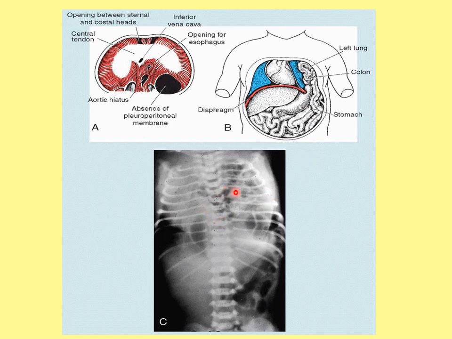Here it's showing you the chest x-ray, in which along with the lung tissue you can also see the gut present in the thoracic cavity. The presence of gut in the thoracic cavity is suggestive of congenital diaphragmatic hernia.